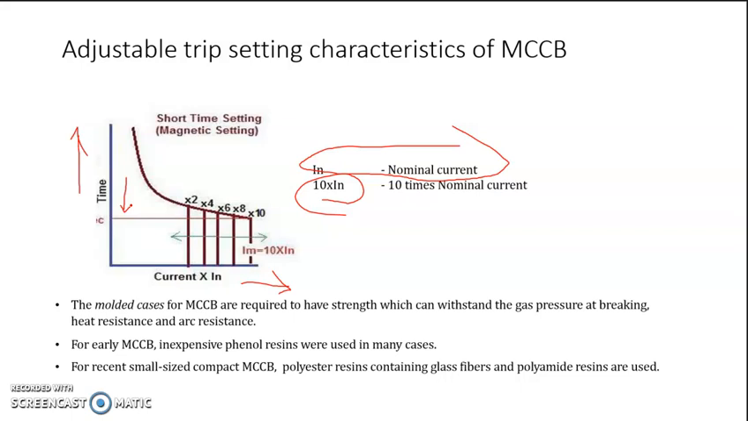Since these molded case circuit breakers carry more current, they should have the withstand ability to cope with the pressure which is built up in the system. In the earlier case of a miniature circuit breaker, we have seen the arc chutes. In the case of an MCCB, while it is tripping, the temperature and the amount of gases liberated during that period will be very high, and in order to protect the device, it should be made of higher strength.